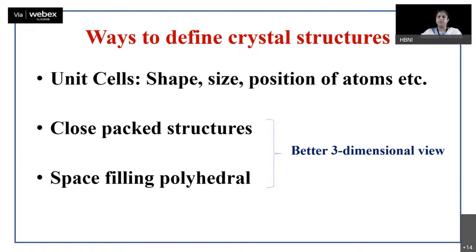First of all, we can define it in terms of the unit cell. Suppose you ask me what the structure of NaCl is. I would simply tell you the structure of the unit cell of NaCl. Where are the atoms placed? Because ultimately, when that unit cell is repeated three-dimensionally, I would be able to recreate the NaCl structure. So by defining shape, that is, whether it is cubic or tetragonal, size, meaning the lattice parameter, and position of atoms, if you tell these things about a unit cell, you are able to define the structure of a material.